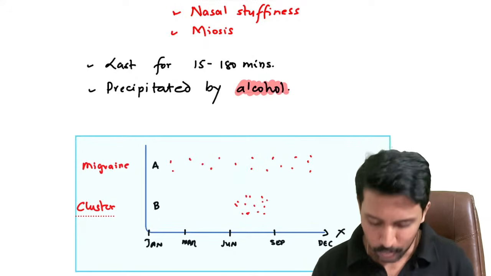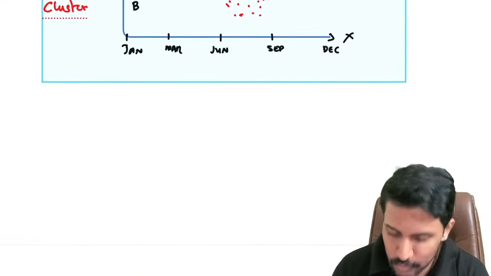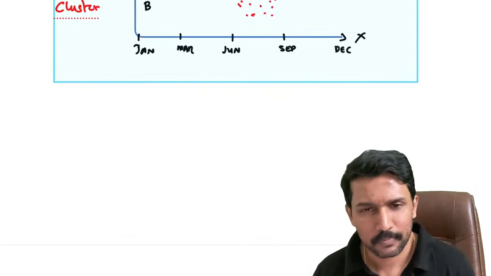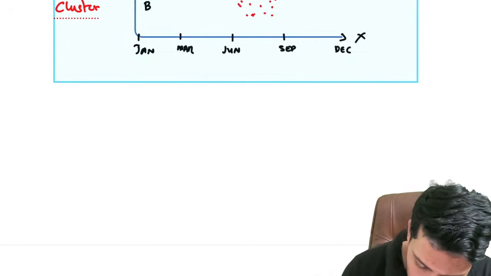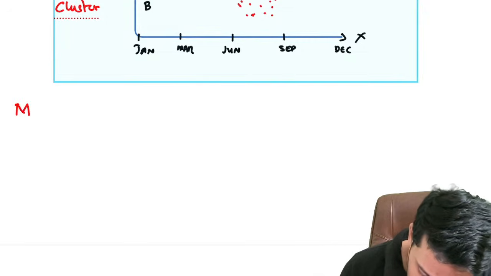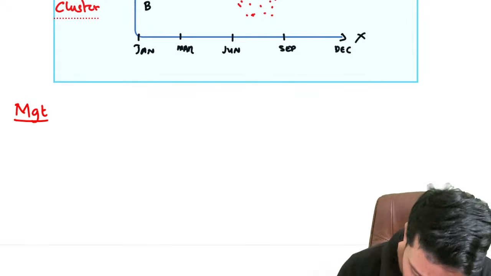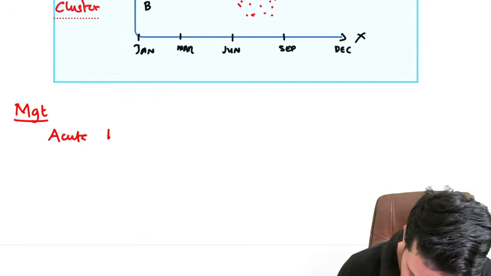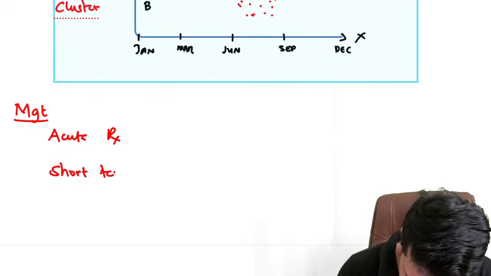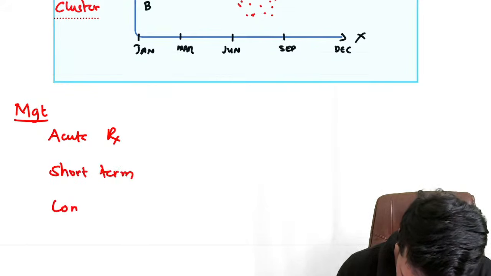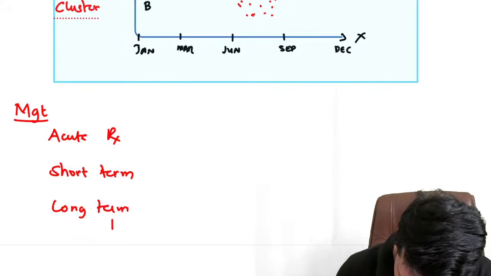Okay, so this is about the cluster headache. Diagnosis, you will write the same thing. Diagnosis is clinical. You have to rule out the secondary headaches by looking at the red flag signs. So when it comes to writing a note on the management of cluster headache, as I've already told you, you will have an acute treatment, then short-term prevention and long-term prevention.